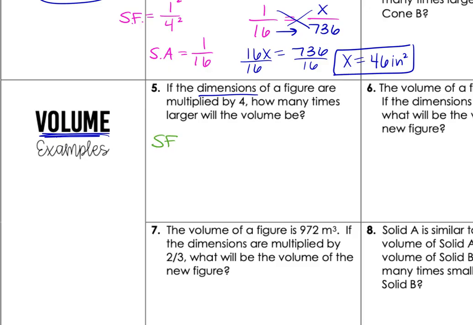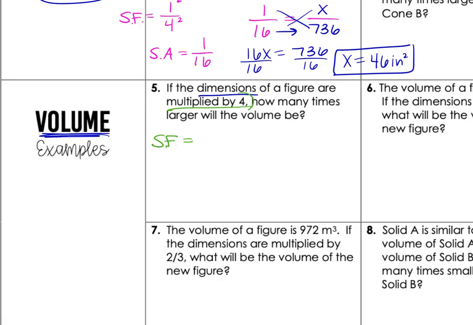Scale factor, right? So if they are multiplied by 4, that's either a 4 to 1 ratio or a 1 to 4 ratio. In my brain, I always go 1 to 4, but you could go 4 to 1. It's the same thing. How many times larger will the volume be?